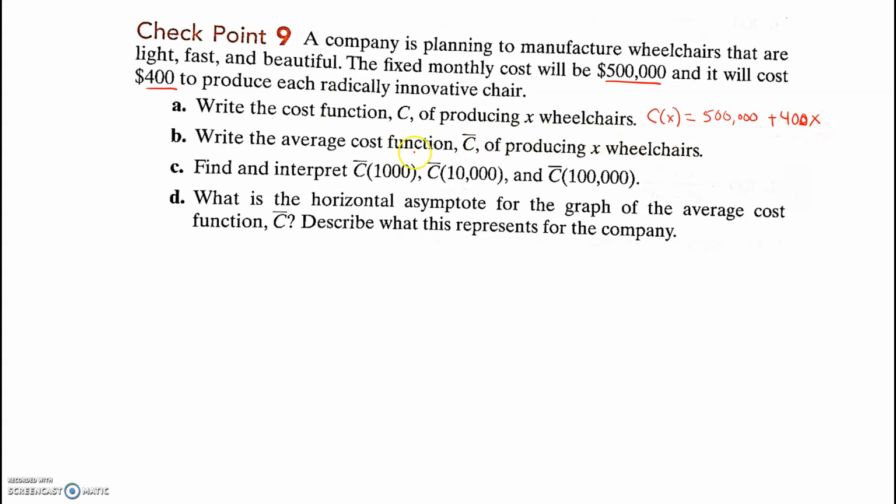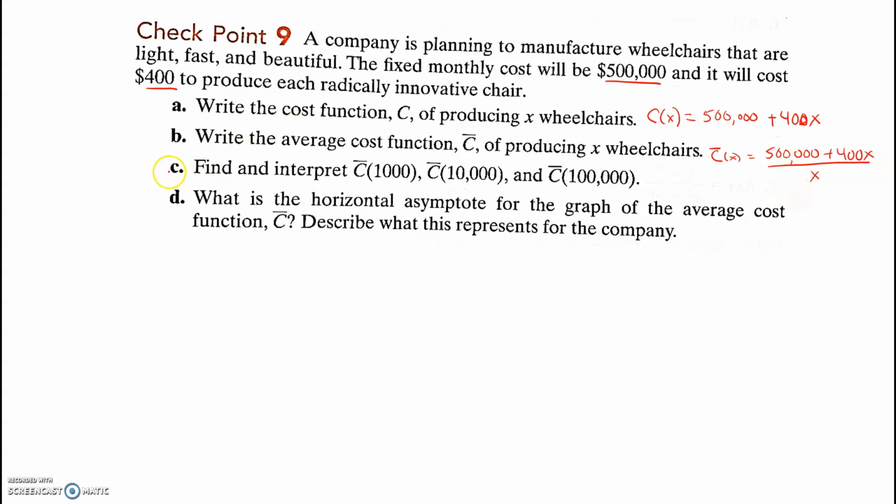Now this one says they want the average cost, which is per chair, right? So you're going to take your cost, which is 500,000 plus 400x, and you're going to divide that by how many chairs you made. That'll get you your average cost per chair.